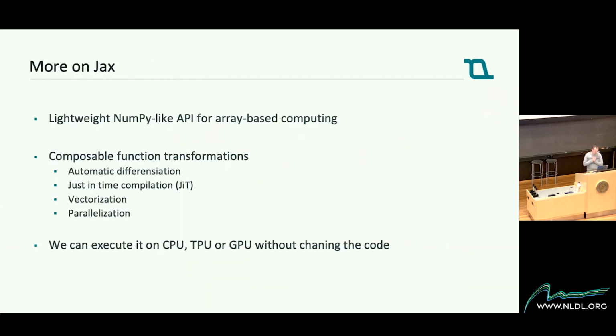So a bit more on Jax. It's a lightweight, NumPy-like array API for array-based computing. It has these composable function transformations, and I'll show all of these. And it can be executed on the CPU, TPU, or GPU without changing the code. And that's actually something I find a bit scary, that it just works whatever architecture you're on, because you might think you're on a GPU, but you're not.